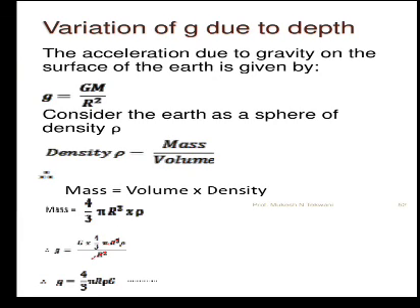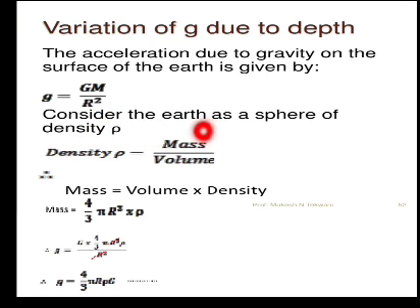Then variation of gravitational acceleration g due to depth. The acceleration due to gravity on the surface of the Earth is given by the equation g equal to GM upon R square. What is g? g is the gravitational acceleration and the capital G is the gravitational constant, and this capital M is the mass of Earth and R is the radius of Earth.